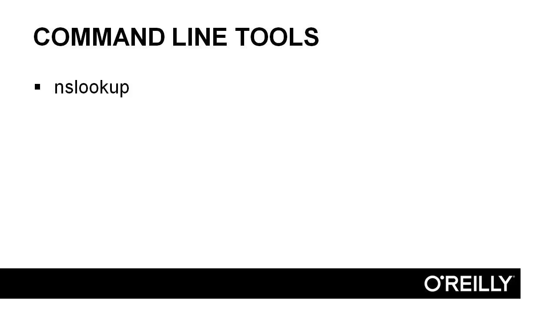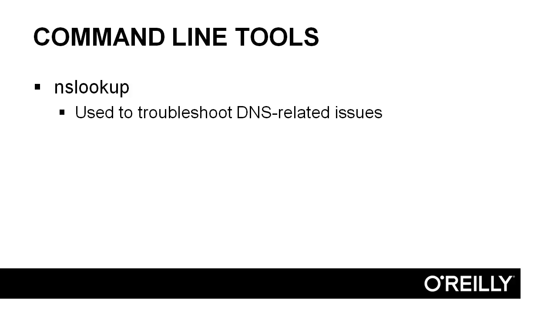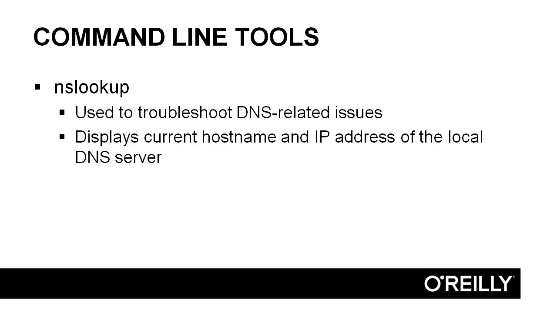The last one we'll take a look at is nslookup. This is used to troubleshoot DNS-related issues. It'll display the current host name and IP address of the local DNS server. And you can also do some specific lookups. This is another one to just go out and play with, get comfortable with.